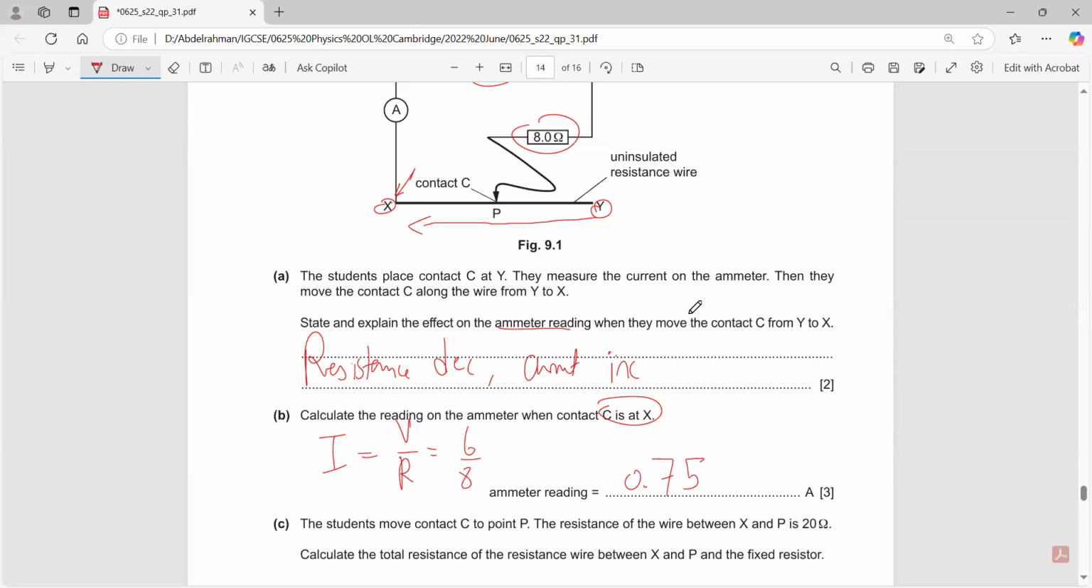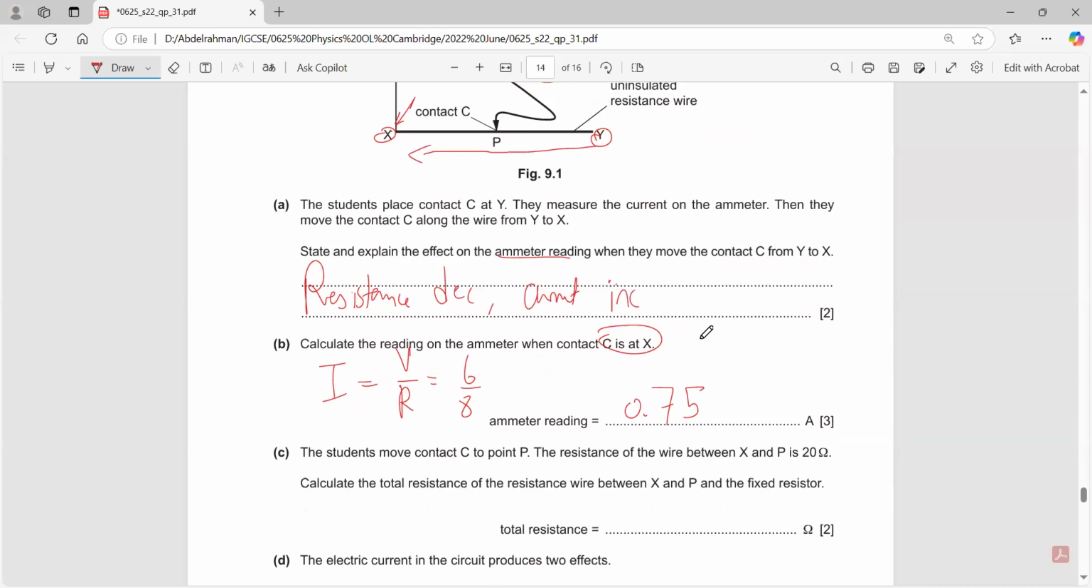0.75 amperes. The students move contact C to point P. The resistance of the wire between X and P is 20 ohms. He moves it to P. Now, instead of being at X, it's now at P. So the resistance of the wire is now 20 ohms.